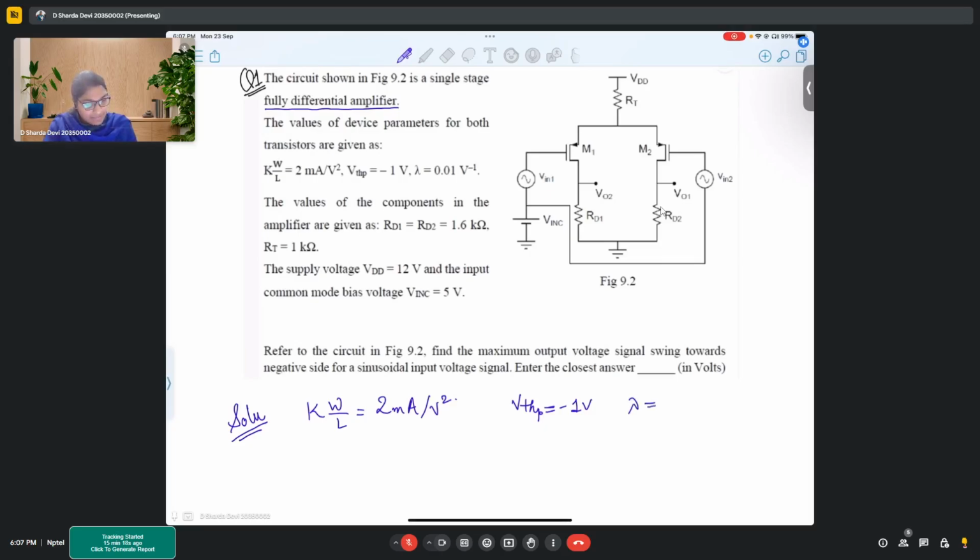That's fine. Now lambda we have 0.01 V inverse. The values of components RD1, RD2 are 1.6K, 1.6K, and we have RT of 1K.